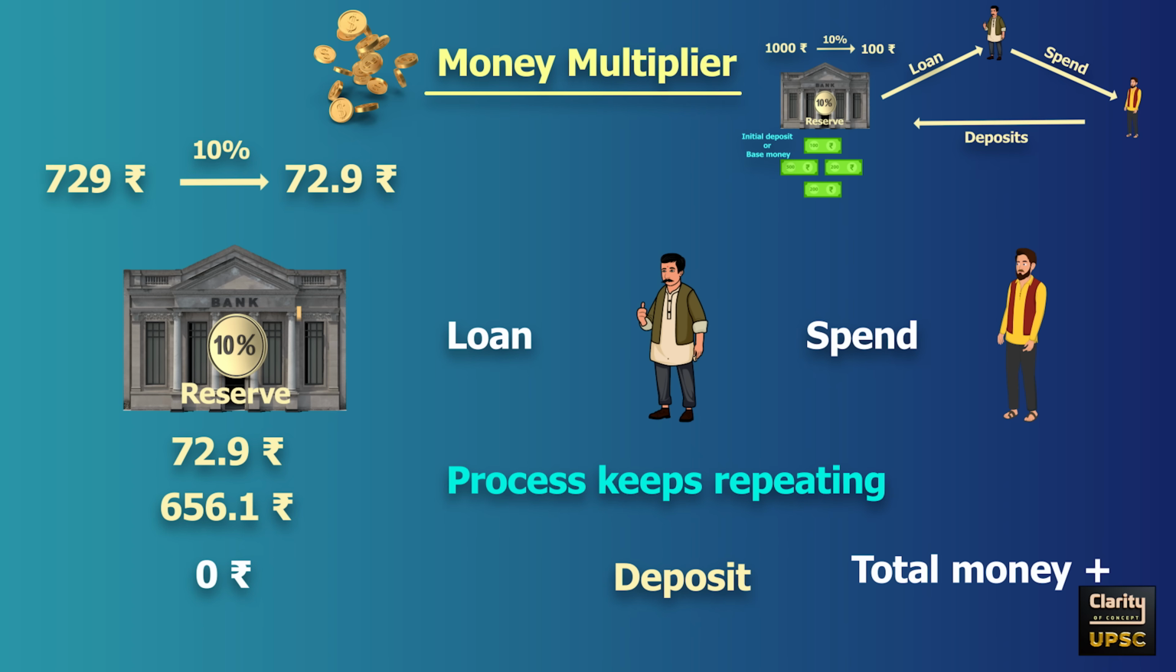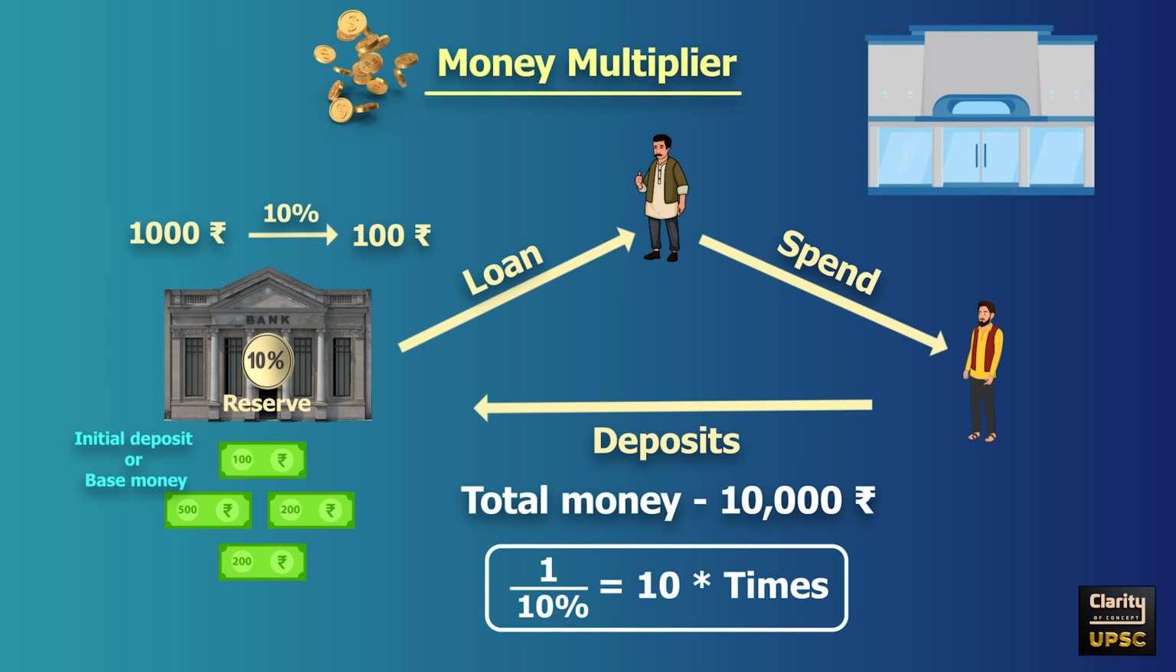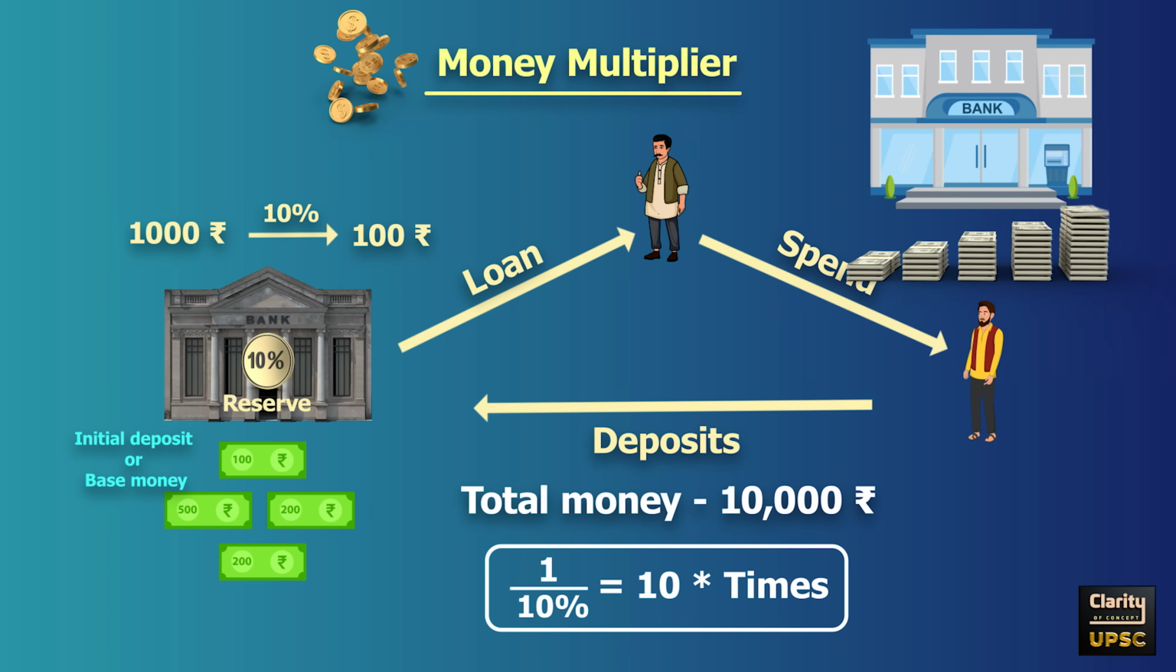This is because reserve ratio is 10%. So, if the bank had 1000 rupees at the start, the total money can reach close to 10,000 rupees mathematically. This is how banks create money in the economy from the money they have. This is the meaning of money multiplier.